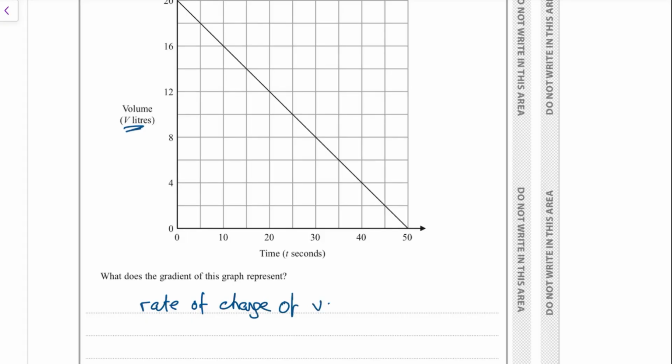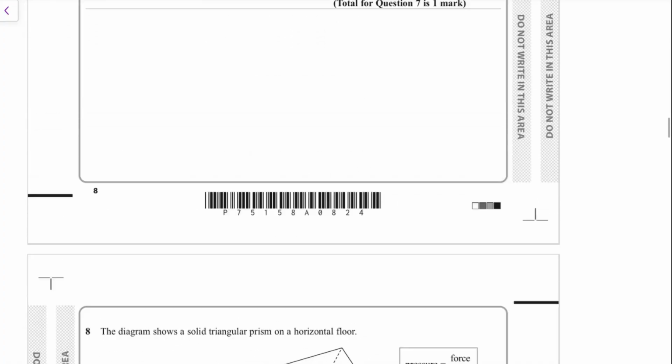So the volume in litres with respect to the time in seconds. Or you could just say the number of litres lost per second, I guess, would work as well. But anything that follows the idea that you understand that this is a rate of change question works. Next question.